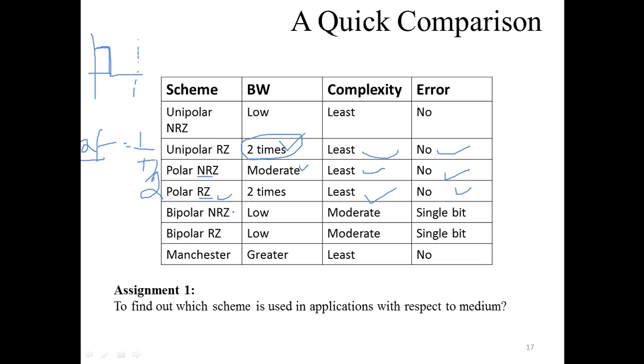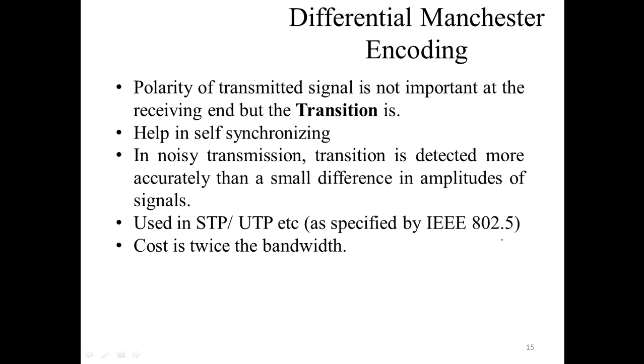When you are using bipolar NRZ and bipolar RZ, the bandwidth requirement becomes very low, and the complexity level is moderate. The complexity level has been increased from least to moderate. You can see that the complexity level has increased, and so have the error detection chances and the technique's capabilities. You can detect a single bit of error. I've just told you in the previous examples how you can detect a single bit of error.